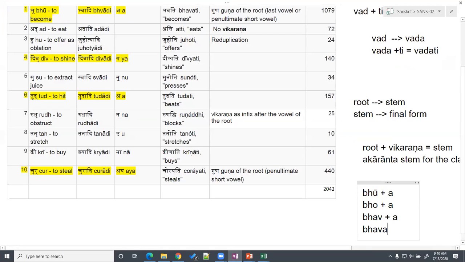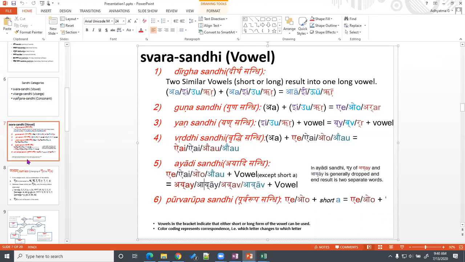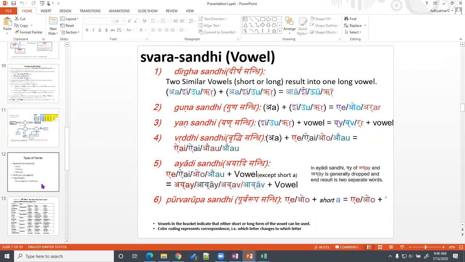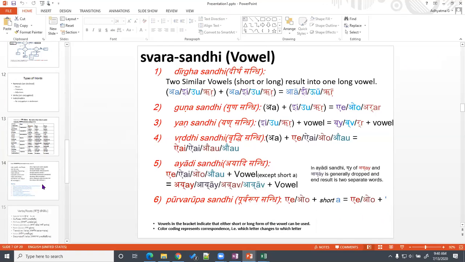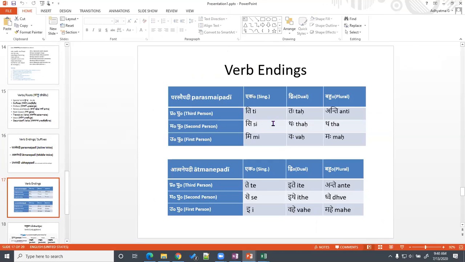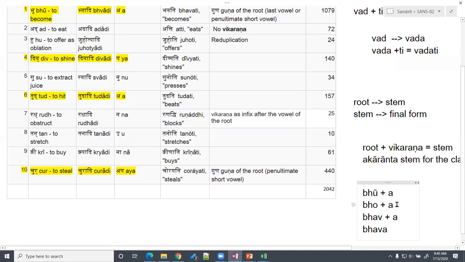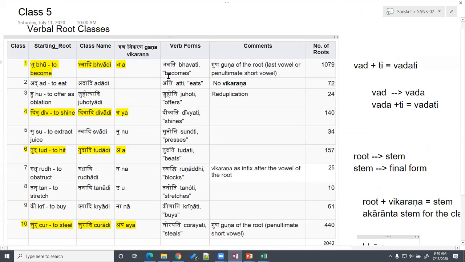And now if I have to make forms, all I have to do is add these endings. Bhavati, bhavatah, bhavanti, bhavasi, bhavatah, bhavatha, bhavami, bhavava, bhavama. So once I know the stem, I am good to go to make the forms. So this is the process. And it's really not a difficult process in this class. In some other classes and some other roots, there may be more steps involved. But here it's not the case.